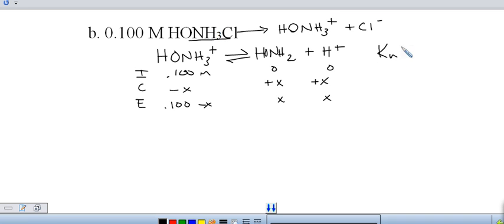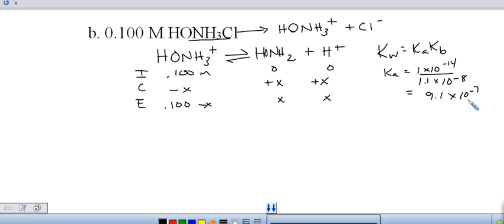However, there's a relationship between Ka and Kb that says Kw is equal to the Ka times the Kb. So I can find the Ka if I take the Kw, 1 times 10 to the negative 14th, and divide it by the Kb, which was 1.1 times 10 to the negative 8th, and I will get a Ka value of 9.1 times 10 to the negative 7th.